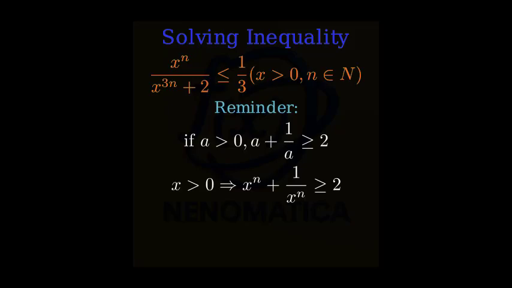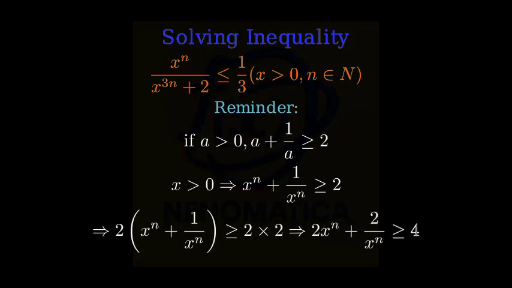or equal to 2. Now, we multiply both sides by 2, giving us 2 times the quantity x to the power of n plus 1 over x to the power of n is greater than or equal to 2 times 2, which equals 4. Simplifying the left side, we get 2 times x to the power of n plus 2 over x to the power of n is greater than or equal to 4.